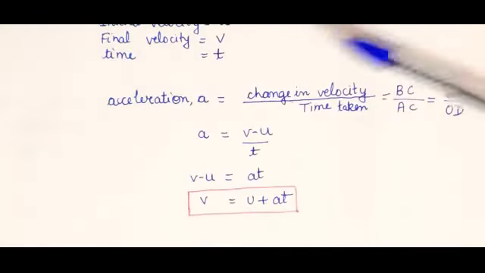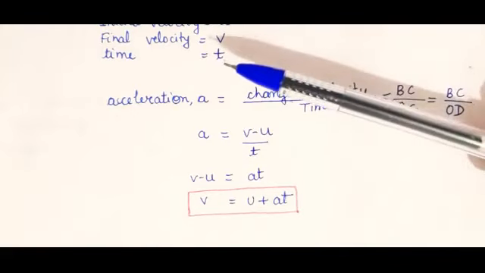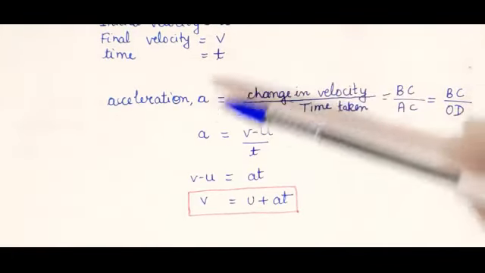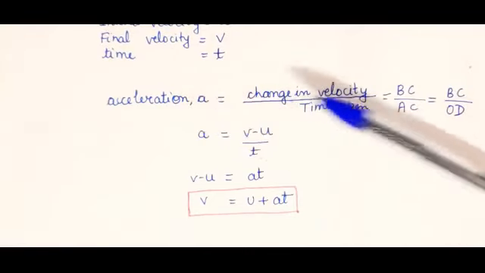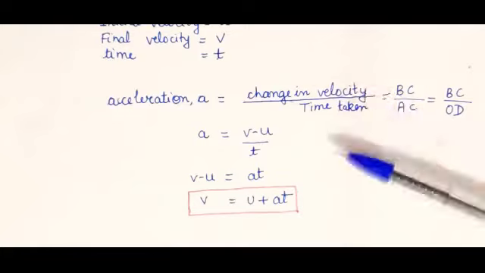So initial velocity is U, final velocity is V, time interval is T. Acceleration: what is the definition of acceleration? I told you, change in velocity upon time. And what is change in velocity?